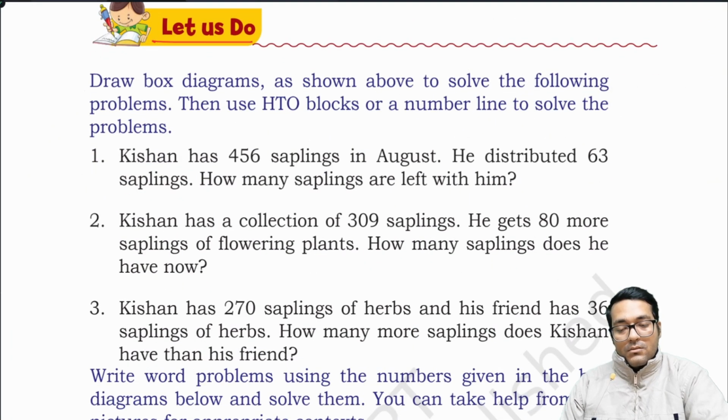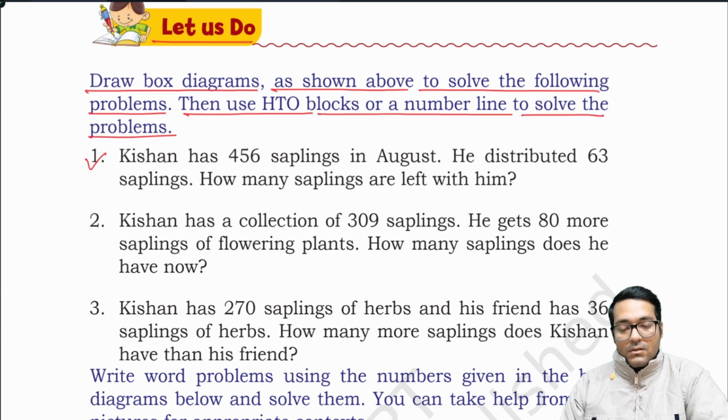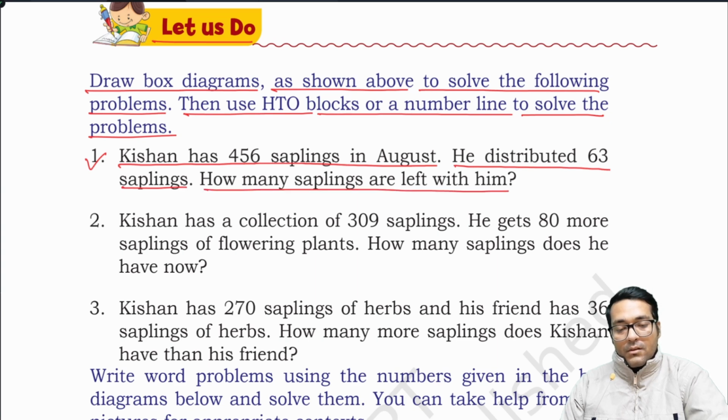Let us draw box diagrams as shown above to solve the following problems. Then use Dienes blocks or a number line to solve the problems. 1. Kisan has 456 saplings in August. He distributed 63 saplings. How many saplings are left with him? You have to subtract 63 from 456.